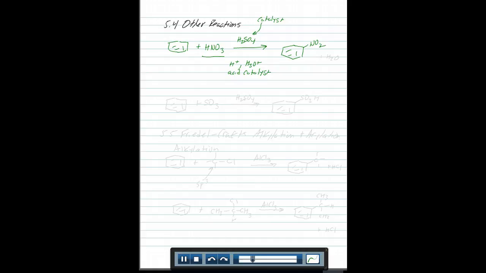All right, and actually water is one of your byproducts. Notice an oxygen and a hydrogen come out of nitric acid plus the other hydrogen. All right, so that's how you get a nitro group on your aromatic ring.